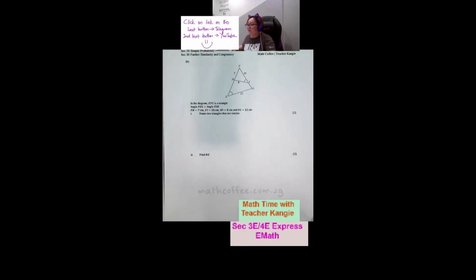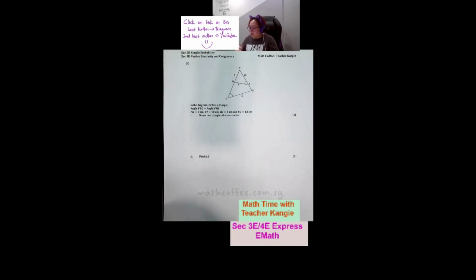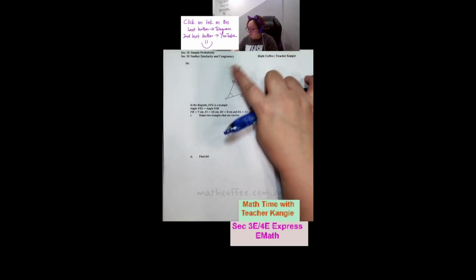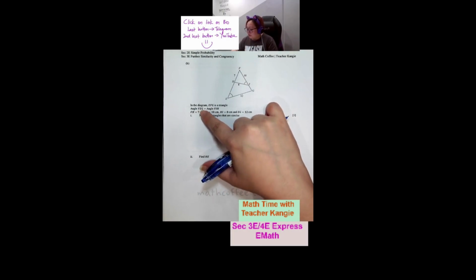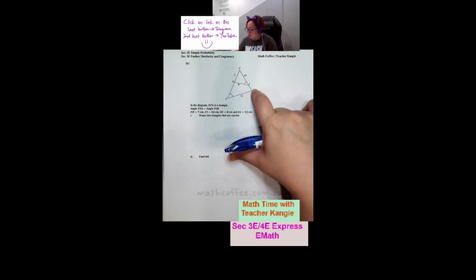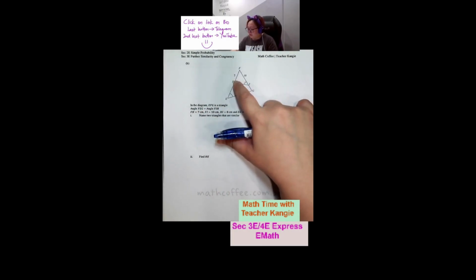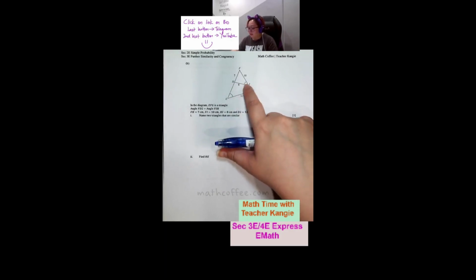Okay, so this is 4A. Now we're going to look at 4B. 4B and 4A is non-related. Okay, it's not related. Okay, look at this triangle over here. Now they tell you that EFG is a triangle, okay? Then they tell us the angle FEG and FIH is the same. So they already mark out for you.